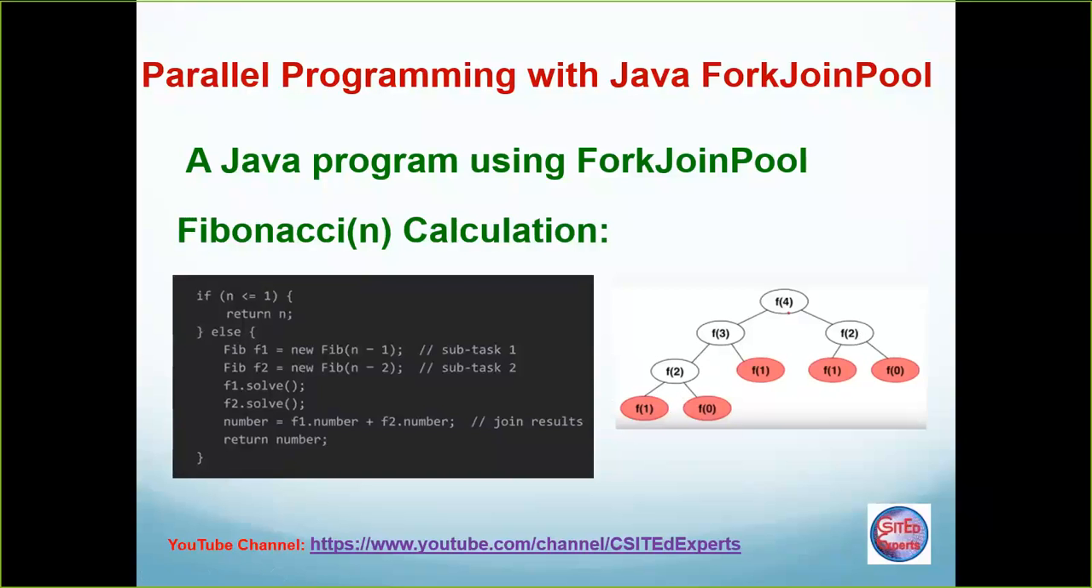And then at this point, by using the stack or recursion method, there is a join method. Here, you see these two lines, F1 and F2. This is the concept of splitting, that means forking here. And you see the line before the return, number equals F1.number plus F2.number. This is the concept of joining the results.